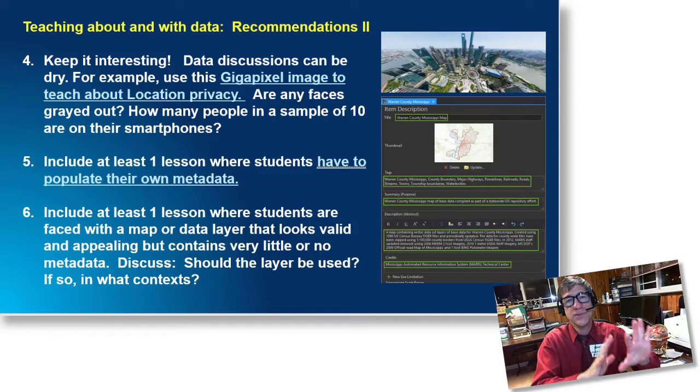We've got some lessons and some guidelines and some documentation as to how to do that. Include at least one lesson where students are faced with a map or data layer that looks valid and appealing, but it contains very little or no metadata. And then discuss, should the data layer be used? If so, in what context? But I recommend you let the students bring up, hey, there's no metadata, rather than you as the instructor pointing this out. Let them point this out and then deal with it.